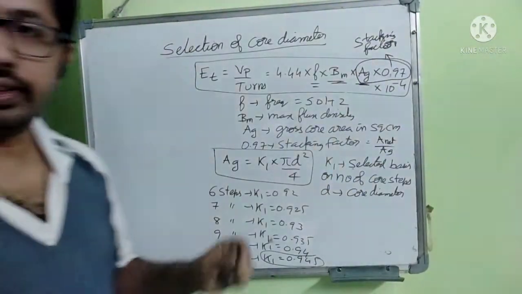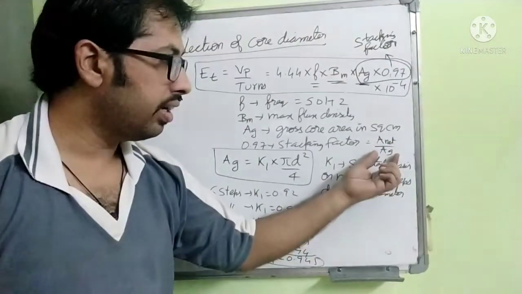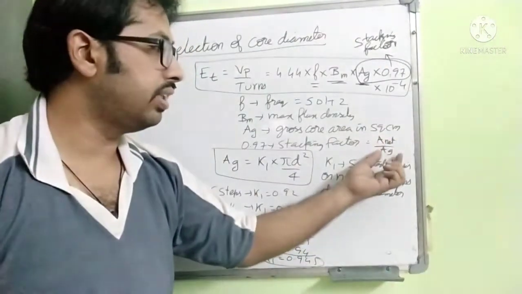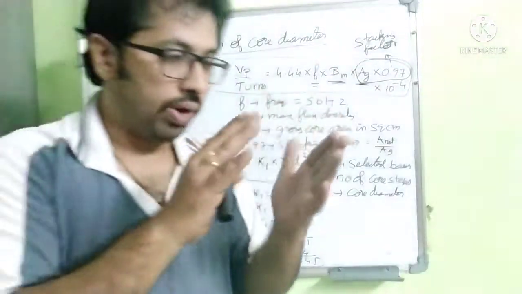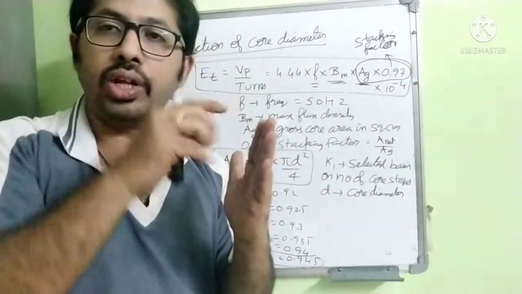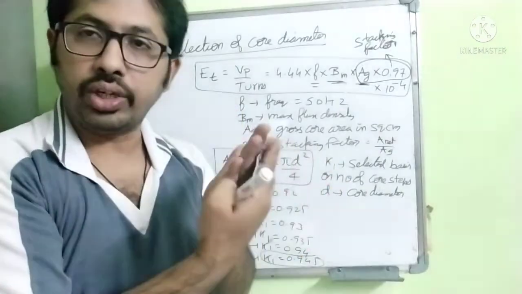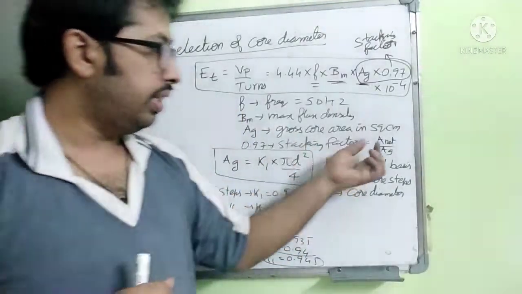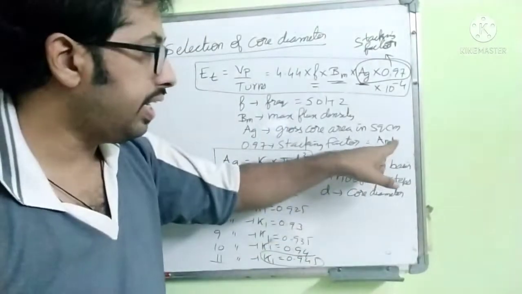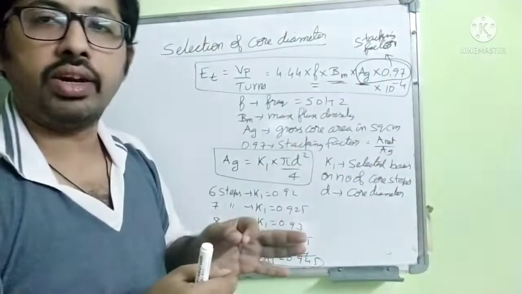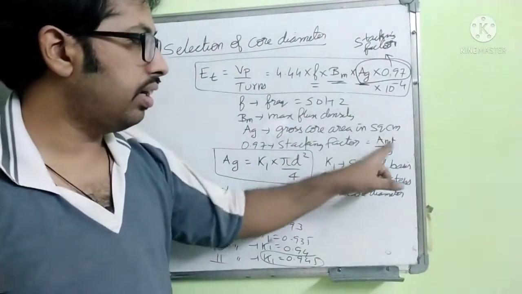What is the stacking factor? It is the ratio of net area to gross area. What is the meaning of gross area? From one lamination to the other there is a carlite coating and some varnish, one layer to the other, to reduce the eddy current losses. Gross area means the complete area with the carlite coating, and net area means the pure core without carlite coating or varnish.